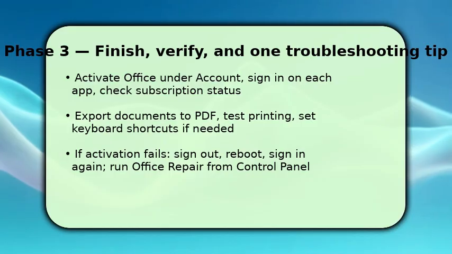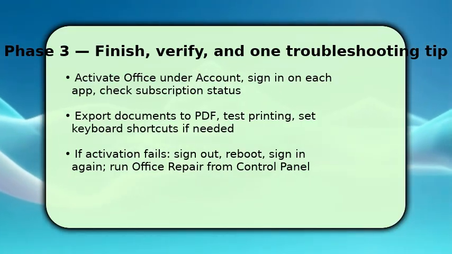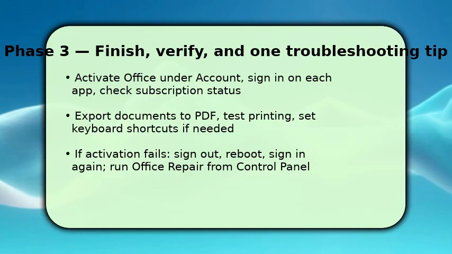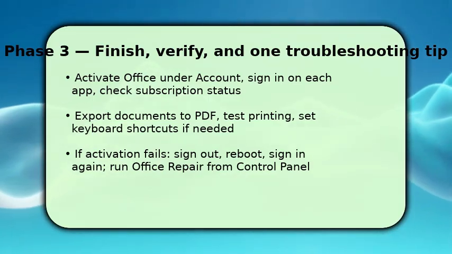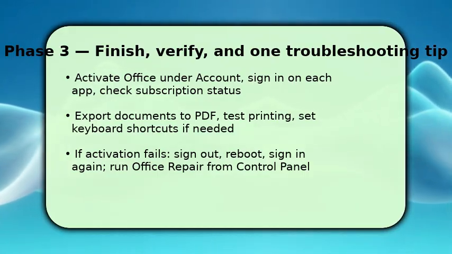Backup important files to OneDrive or an external drive, then close and reopen apps to confirm changes persist. If something goes wrong, for example activation or missing features, sign out, reboot, sign back in, and run Office repair from Control Panel. That resolves most issues.